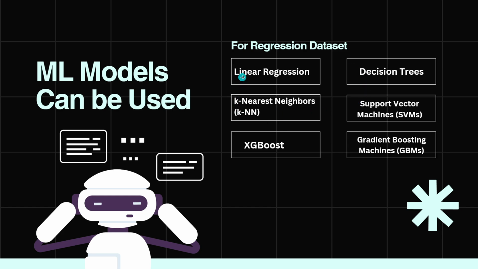We will use linear regression, decision tree, KNN, support vector machine, and XGBoost and GBMs, also known as gradient boosting machines. Here the difference is that for KNN and SVM, we're not gonna use the SVC classification one. We have to use the SVM regressor one. XGBoost is also there. We will mostly use the regression models here. So right now let's jump into our Jupyter notebook.